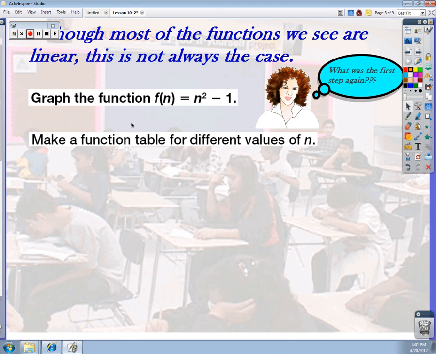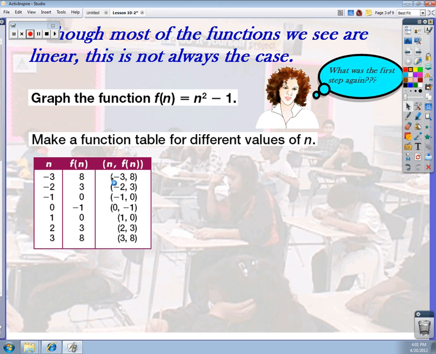Step number 1 is we need to make a function table for different values of n. And again, these can be any values at all. The lower numbers are more manageable though. So creating again a function table, we have our domain, and these are just numbers that we just went ahead and picked. Ideally, I would suggest, like I said before, several that are negative, a 0, and then several numbers that are positive. You then plug those numbers into the original function rule.